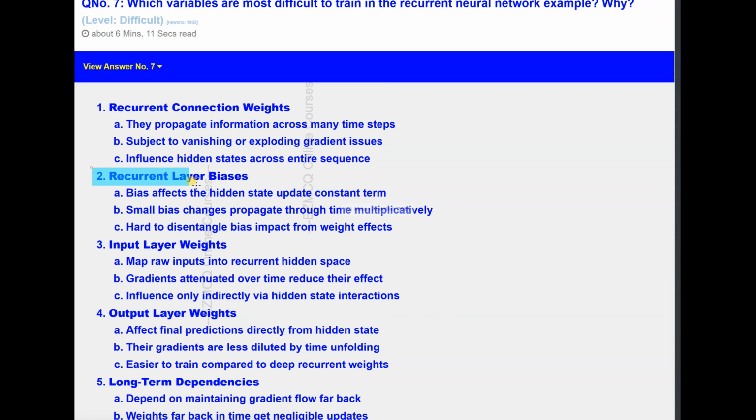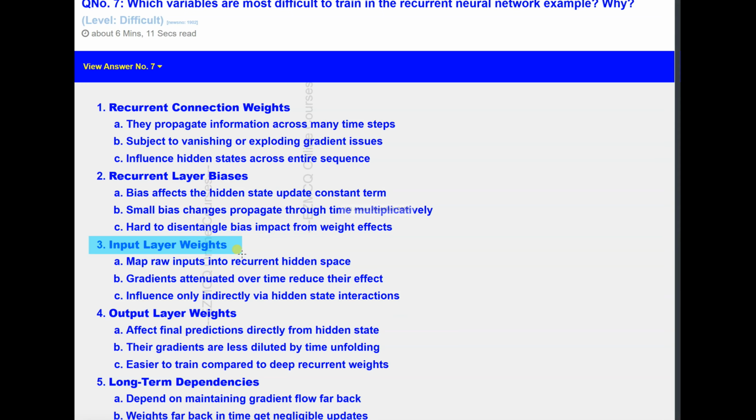Then we have the recurrent layer biases. So bias in recurrent update acts as a constant offset at every time step. Although this is additive, their effect is modulated through time and is less directly trainable. Why? Because the gradient signals are weakened by the recurrence. So we are trying to solve a challenging problem.